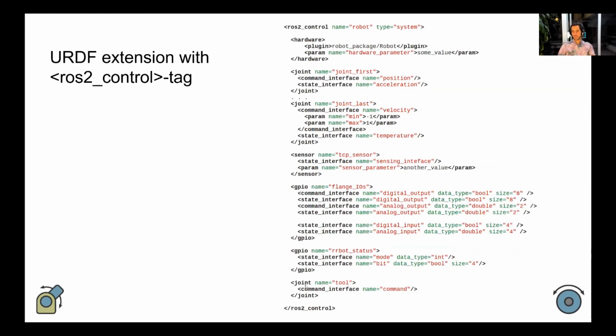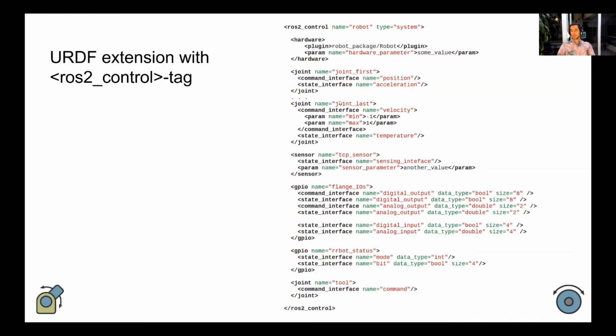For example, if you would like to have a controlling tool which has one command interface, whatever this is, you would define it as a joint. A joint basically means one degree of freedom, something I can command.